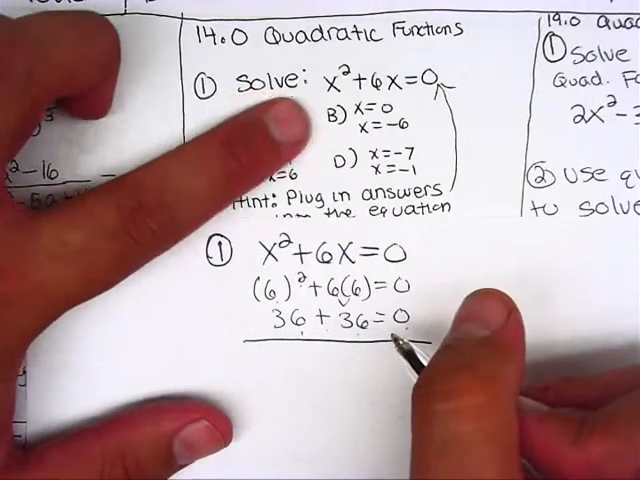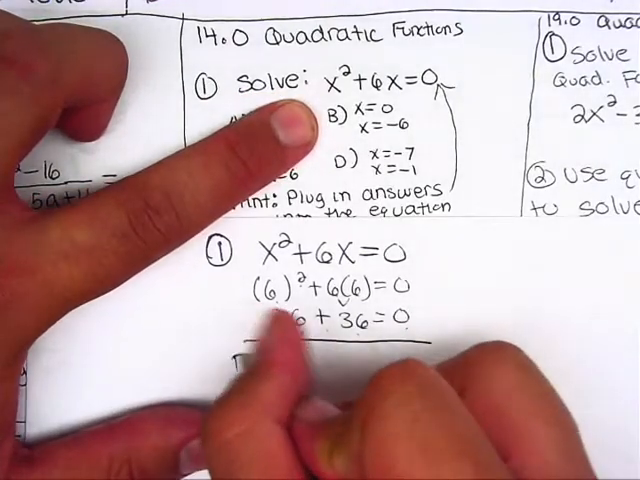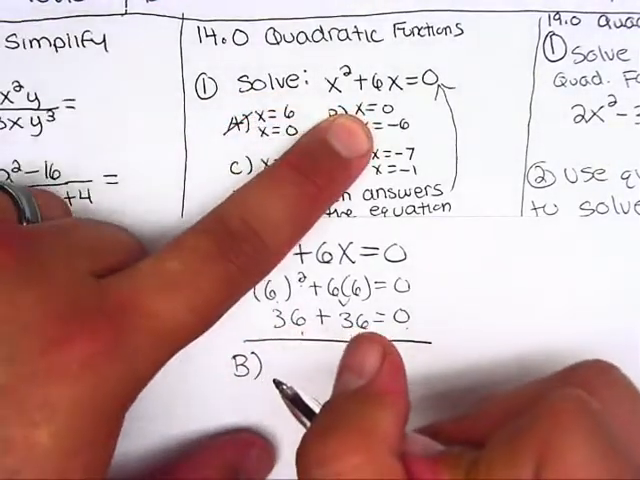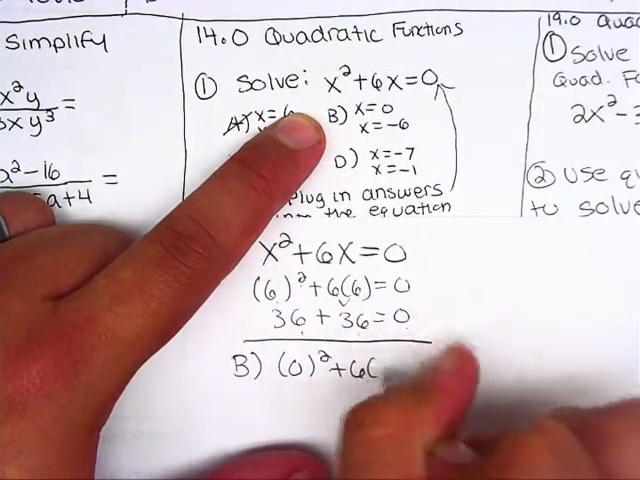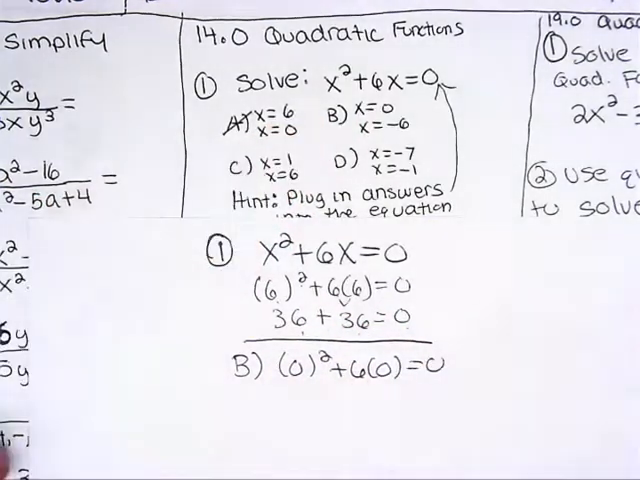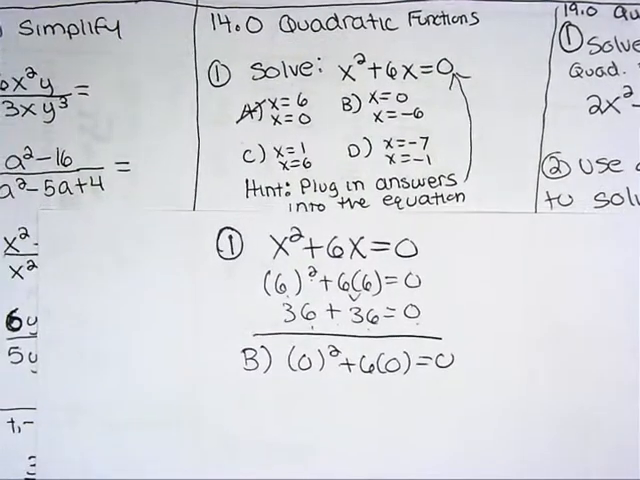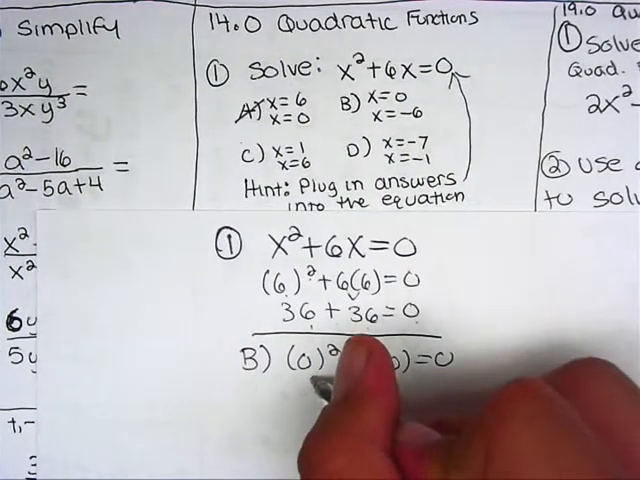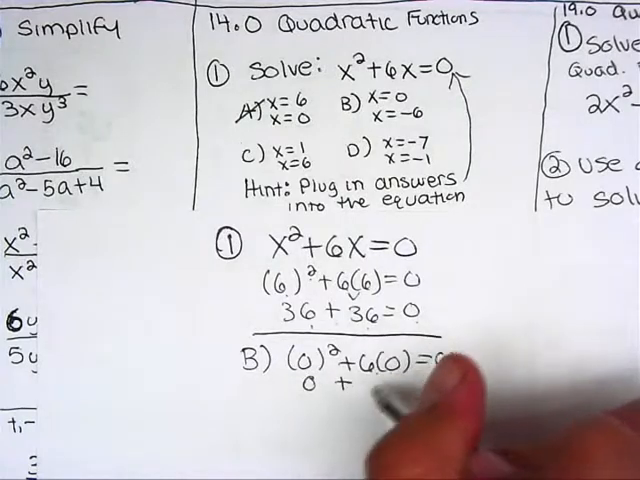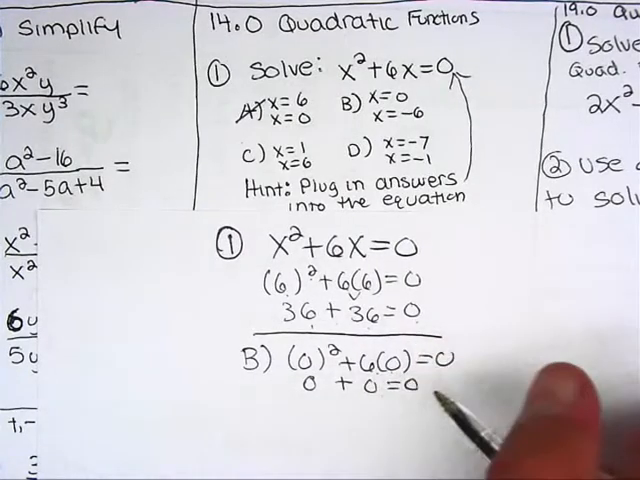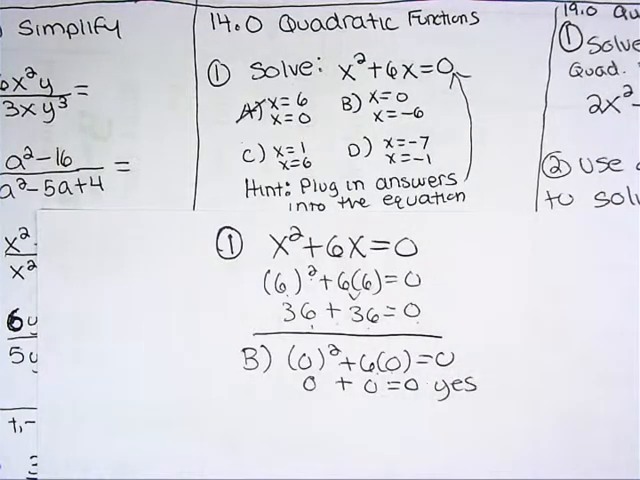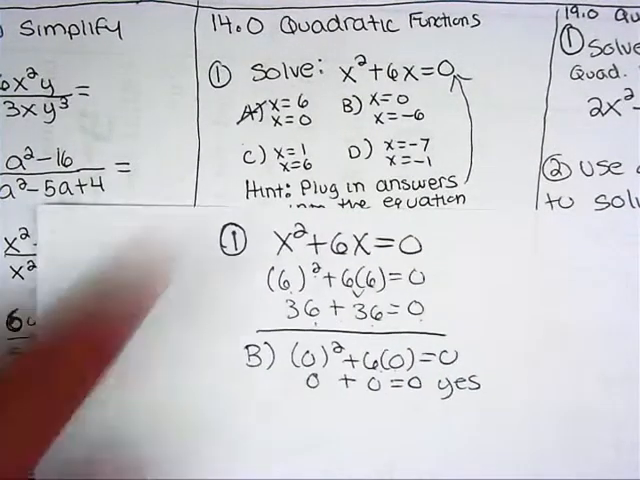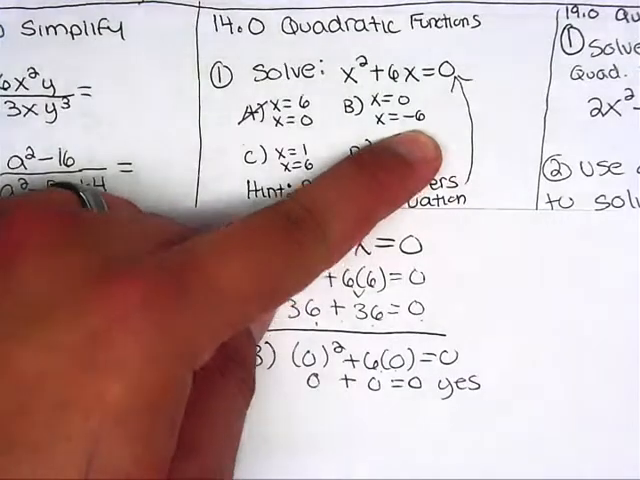So let's try to see if it's B. First I'm going to plug in 0. 0 squared plus 6 times 0 equals 0. Let's see if that's a true statement. 0 squared is 0. 6 times 0 is 0. 0 plus 0 does equal 0. So yes, it's true. But I also need to plug in negative 6 to see if B is the right answer.